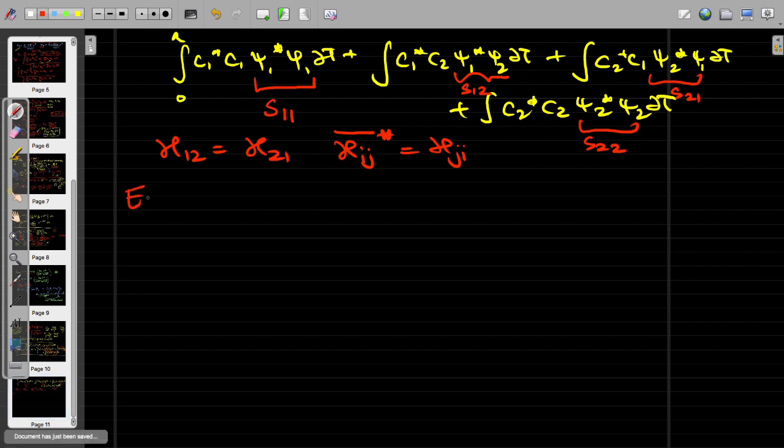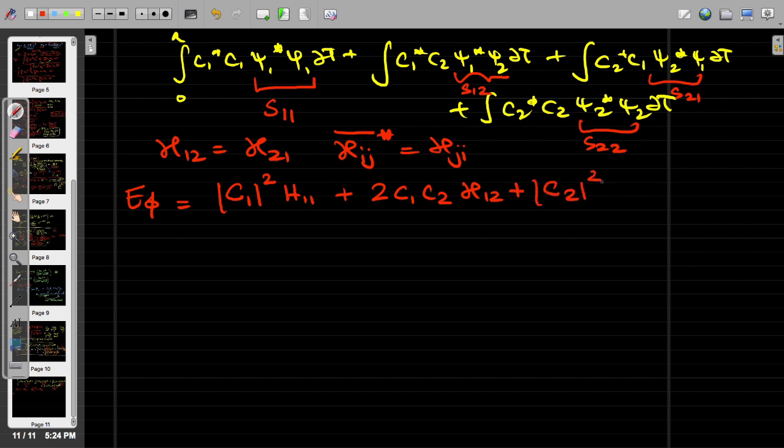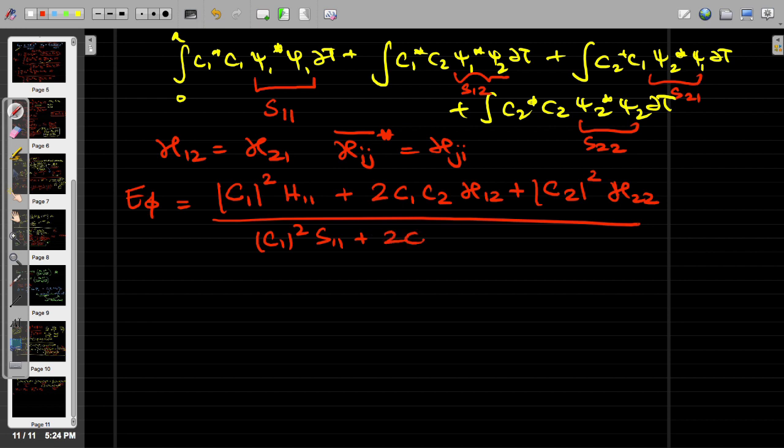So what will this end up doing? E phi will end up being mod C1 square H11 plus, in this case, since we are looking at C1 and C2 being real, you are going to get H12 plus mod C2 square. You can just say C2 square since we said it's real. The whole divided by C1 square S11 plus 2 C1 C2 S12 plus C2 square S22. Okay, now we have successfully written E phi in terms of C1 and C2.